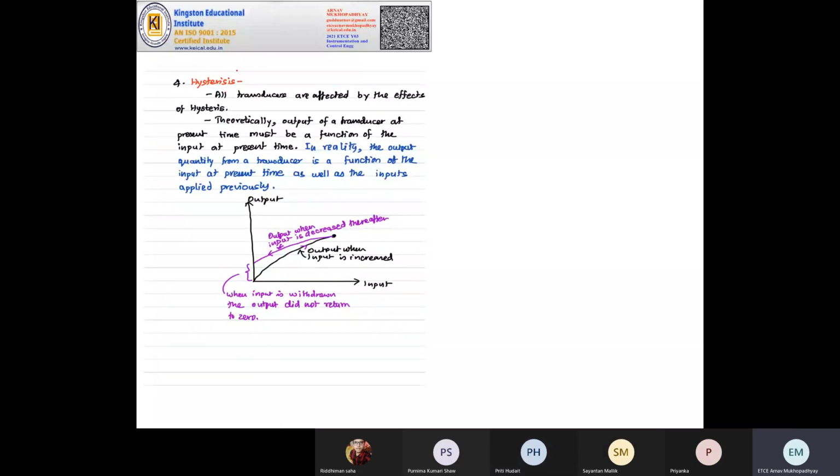Okay, for next, hysteresis. Hysteresis error means suppose you are like a rubber band, the thing gets deformed, the transducer is getting deformed.